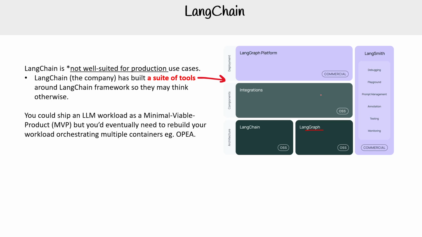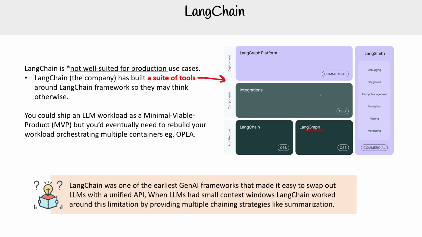So you could ship an LLM workload as a minimal viable product with LangChain, but you would probably have to rebuild it utilizing multiple containers, something utilizing OPEA.